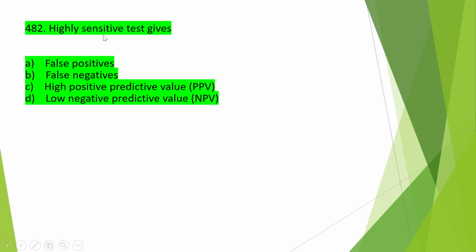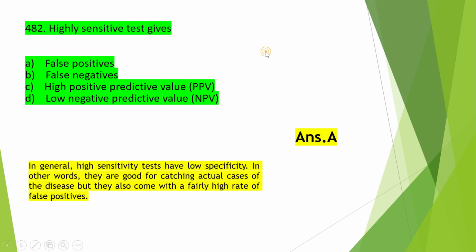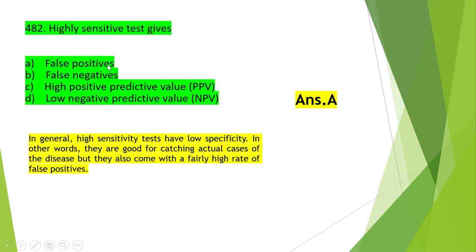So next question is: highly sensitive test gives false positive, false negative, or high positive predictive value, that is PPV, or low negative predictive value, that is NPV. And the right answer about the highly sensitive test is option A, that is false positive. So in general, high sensitivity tests have low specificity.